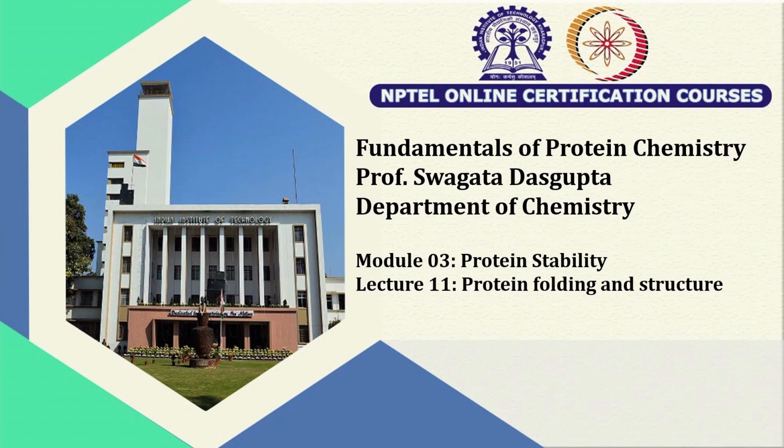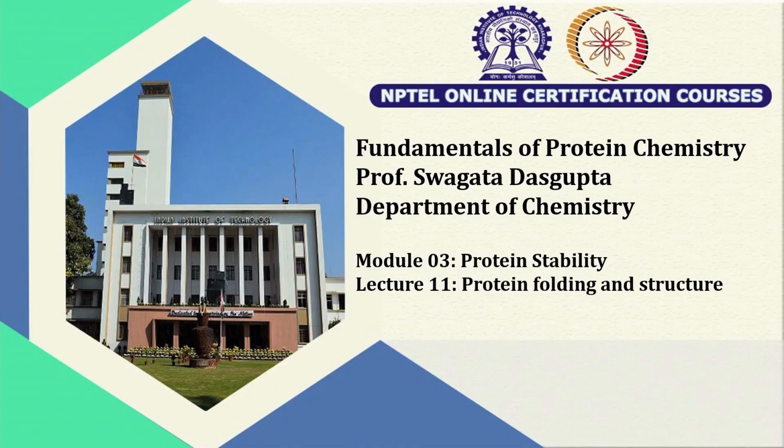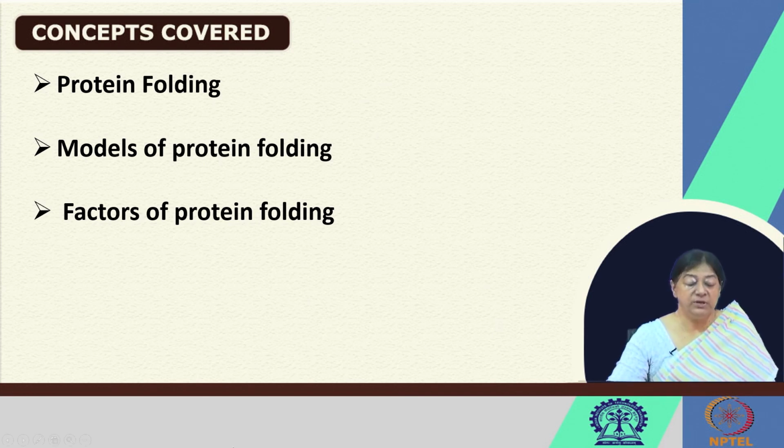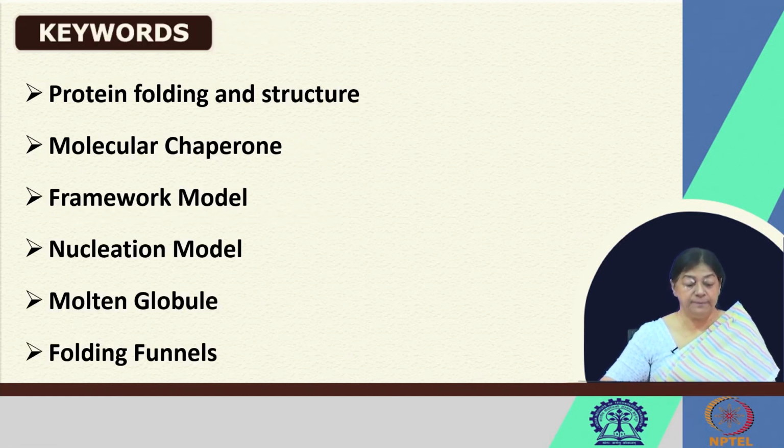We begin module 3 of the course Fundamentals of Protein Chemistry, and module 3 is based on protein stability. We will be revisiting protein folding and structure in this lecture, and then go on to understand the thermodynamics of protein folding, and then see which particular actions could disrupt this folding or the interactions that are involved in the folding. So, the concepts that we are going to cover are protein folding, the models of protein folding, and the factors that affect protein folding.